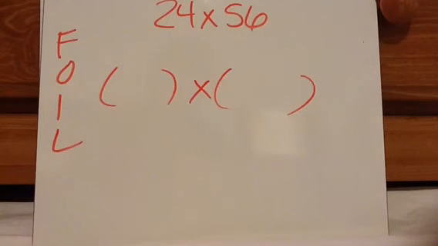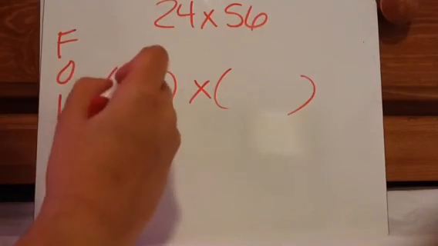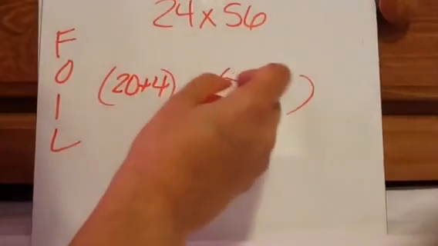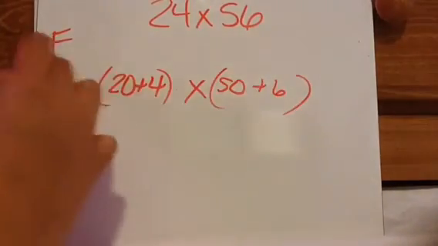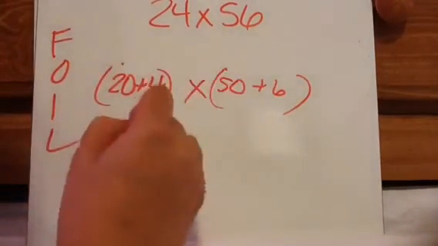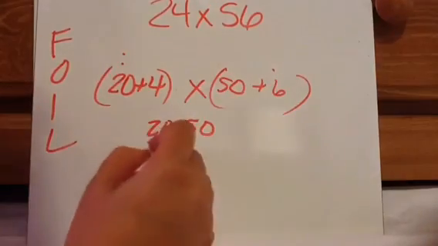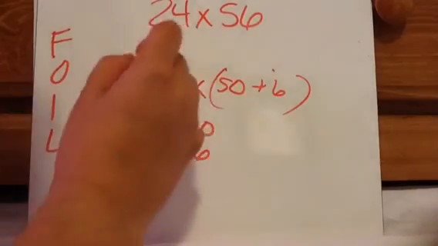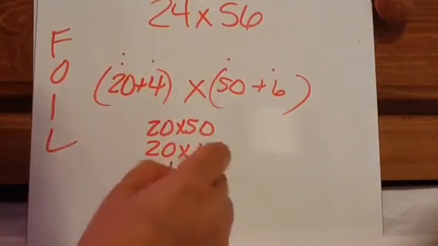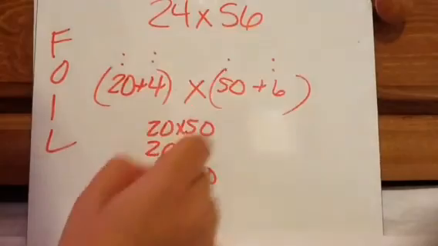Now I want you to do 24 times 56 using the distributive property FOIL method. Press pause and press play when you're ready. So we have 20 plus 4 and 50 plus 6. Okay, first is 20 and 50. Outside is 20 and 6. Inside is 4 and 50. And last is 4 and 6.